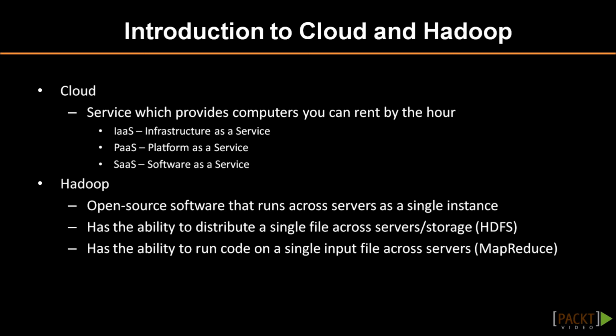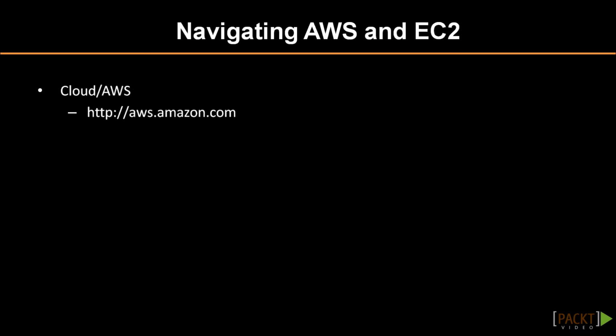Secondly, Hadoop will allow you to run code, and it will manage the process execution of that code across multiple servers. This programming model is known as MapReduce, and we'll talk about how MapReduce is used to process data where it resides on each one of those servers, so we can scale out the processing across multiple servers in the cloud. Specifically in this section, we want to talk about navigating AWS and the EC2 dashboard.